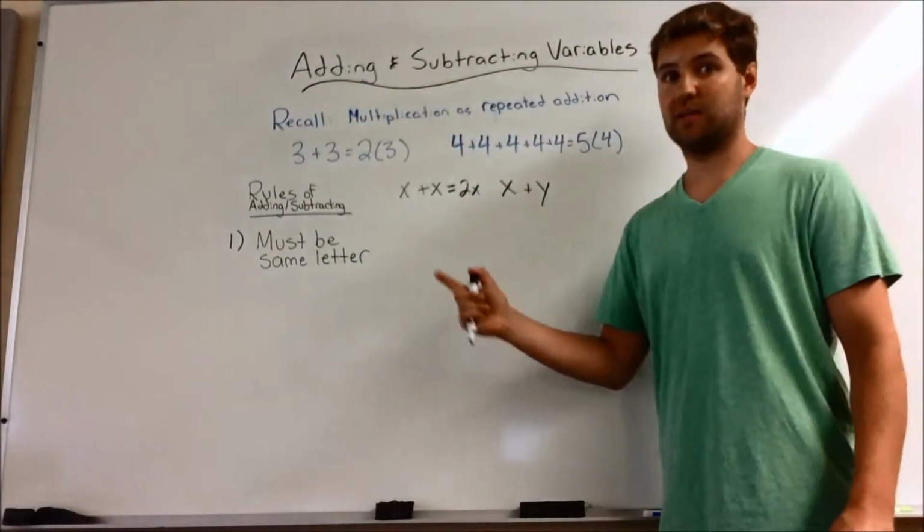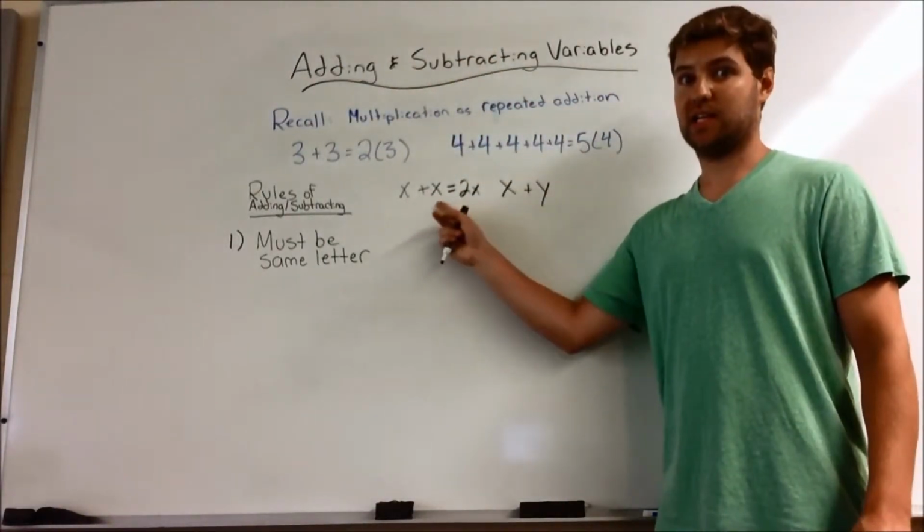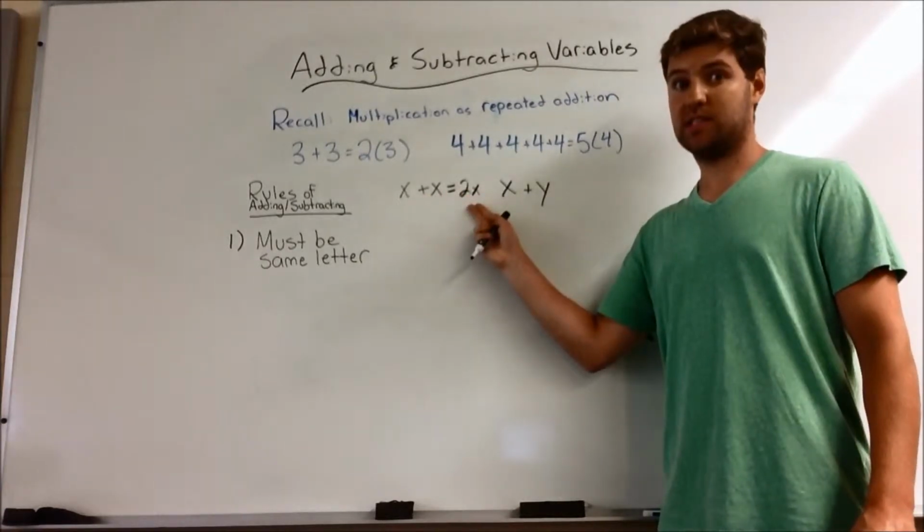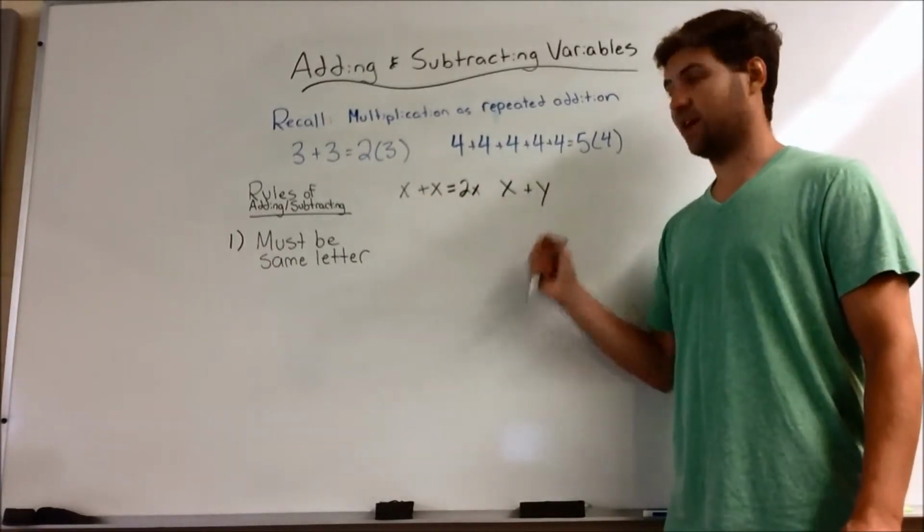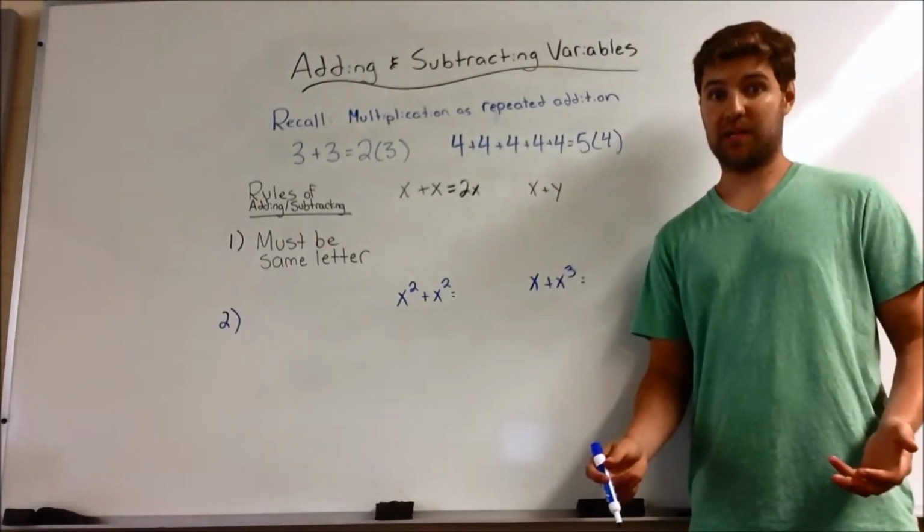They must be the exact same letter. Here we could add the x and x together. X plus x, there's 2 x's because of the same letter. Here x and y we cannot add together. They must be the same letter to add them together.